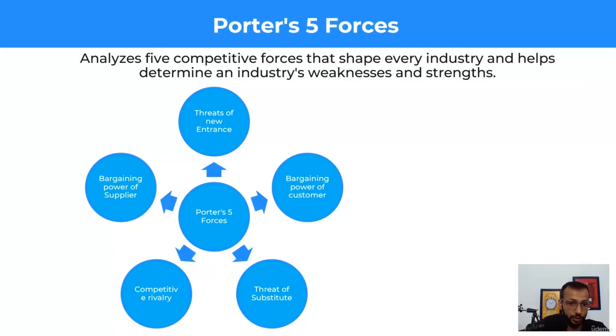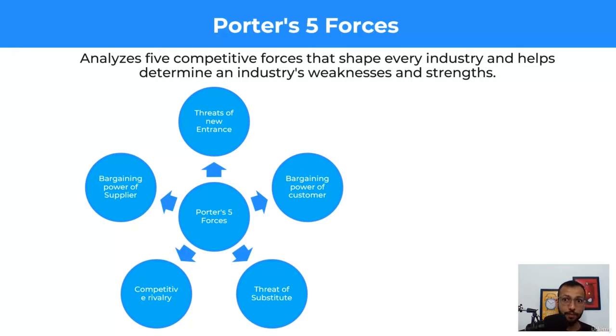Then you have a threat of substitute. So if your product have one more substitute, maybe that can be related substitute or unrelated substitute. If your product have a substitute in the market, obviously people will not purchase your product. Then you also have to understand competitive rivalry. So if you have a lot of competition or existing player in the market, that will also affect your sales or your product launch. Then you also have bargaining power of supplier.